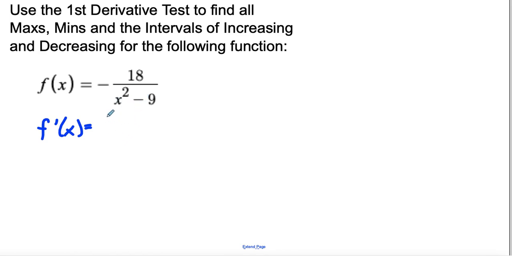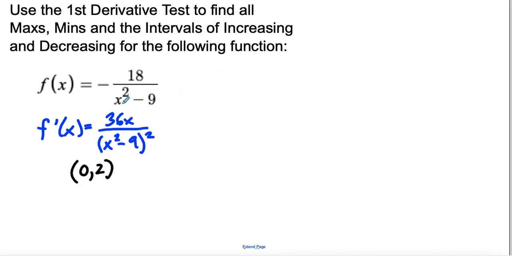So the first thing we have is we know that the derivative is 36x over (x squared minus 9) quantity squared. Okay, and then we also know that we have a max or a min at (0, 2). We're not really sure yet. We're going to figure that out as we do the rest of this problem.